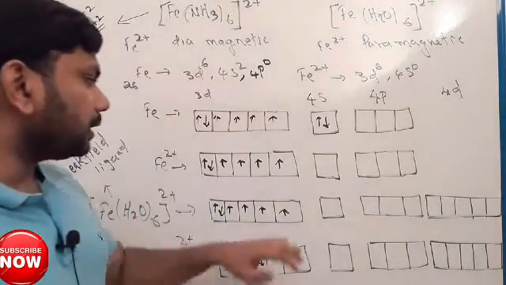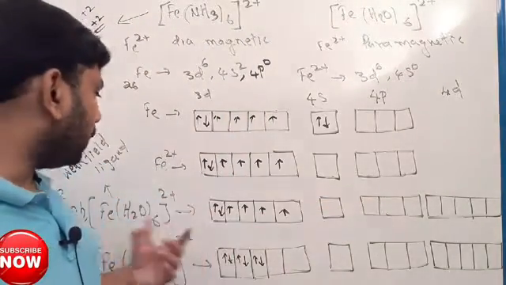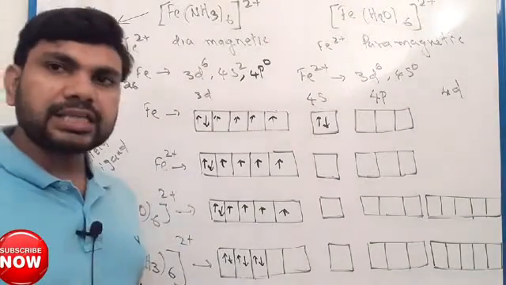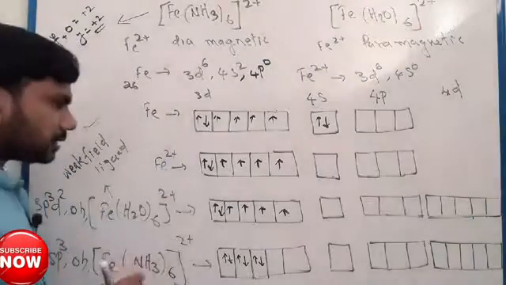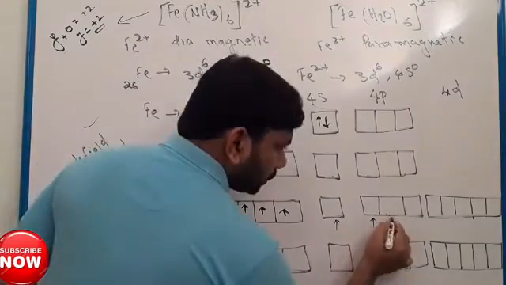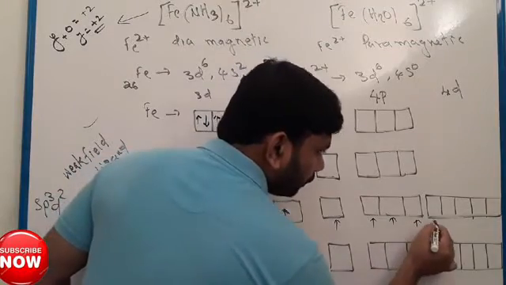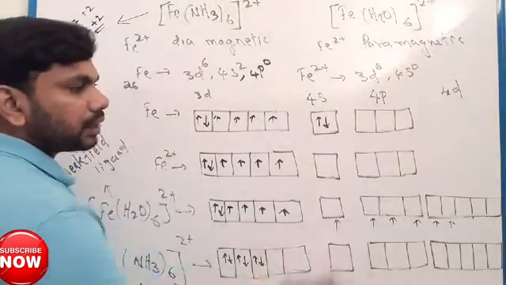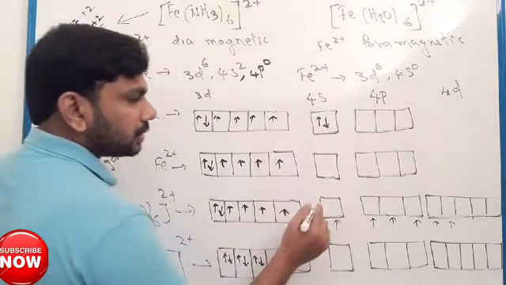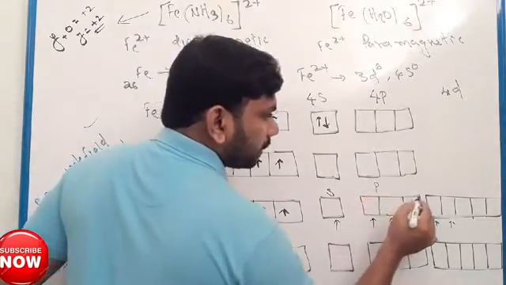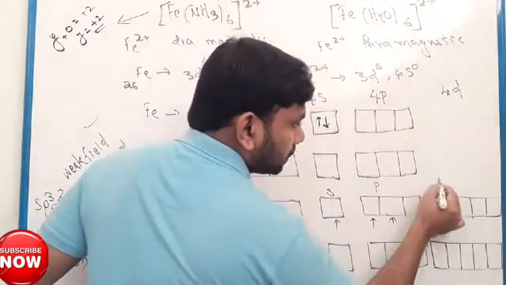Clear? So look here, this is the vacant orbital for H2O. How many ligands are here? Here 6 ligands. So one ligand will come here: 1, 2, 3, 4, 5, 6. Okay, 6 ligands are coming over here. So which orbitals are these? This is the S orbital, this is the P orbital, this is the D orbital.